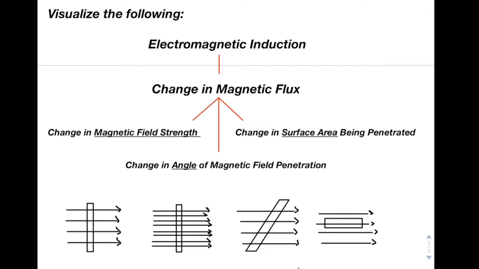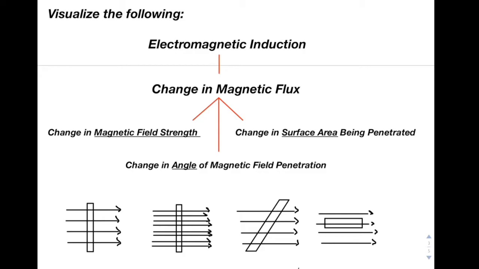So we can use this diagram to help us visualize Faraday's law of induction, which states that a change in magnetic flux will induce an EMF, or an electromotive force, which will give rise to a current. So that is how a magnetic field can give rise to a current. So if the end result is the electromagnetic induction, we can change the magnetic flux in order to create it. We can change this magnetic flux in one of three ways. We can change the magnetic field strength, we can change the surface area being penetrated by the magnetic field, and we can change the angle of magnetic field penetration.